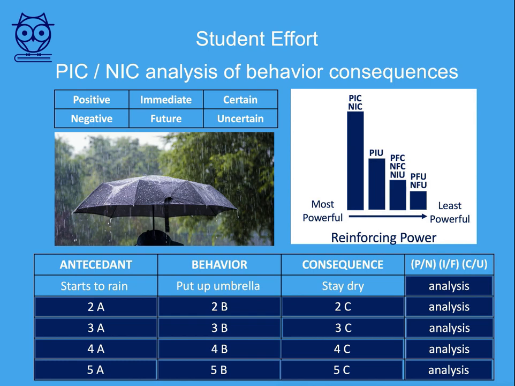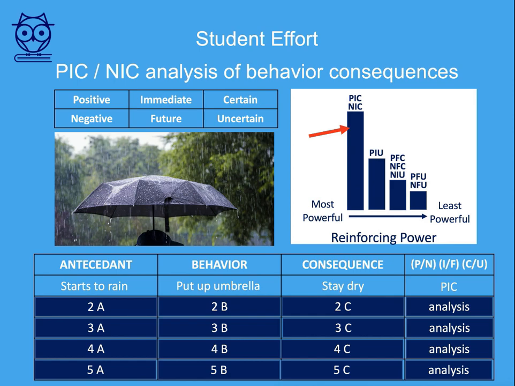Staying dry is positive, so that's a P, not an N. The consequence of staying dry happens immediately, equals I, not F, and it's certain to happen, assuming a functioning umbrella, so that's a C, not a U. So this example is a PIC positive, immediate, certain, which has the highest reinforcing power.